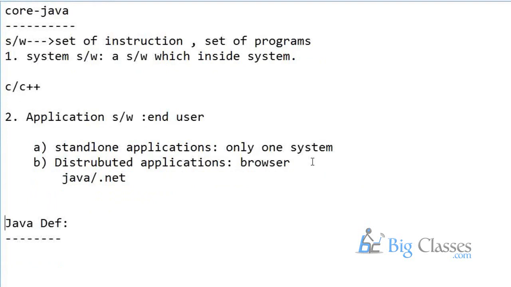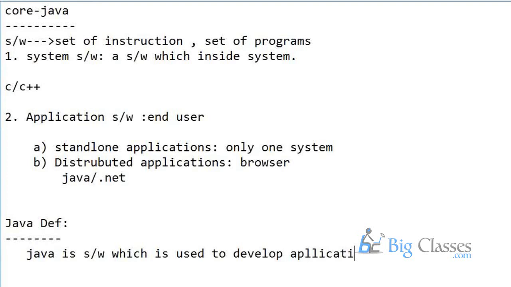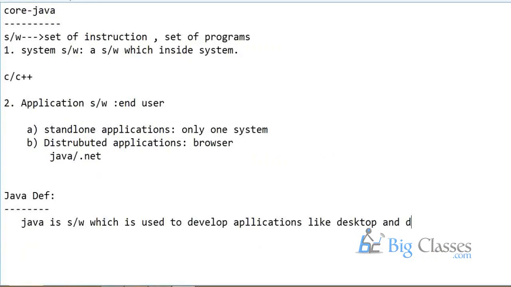Okay, so the Java definition is: Java is a software which is used to develop applications like standalone or desktop applications and distributed applications, whose results are shareable across the globe. So this is Java. We will see one by one.